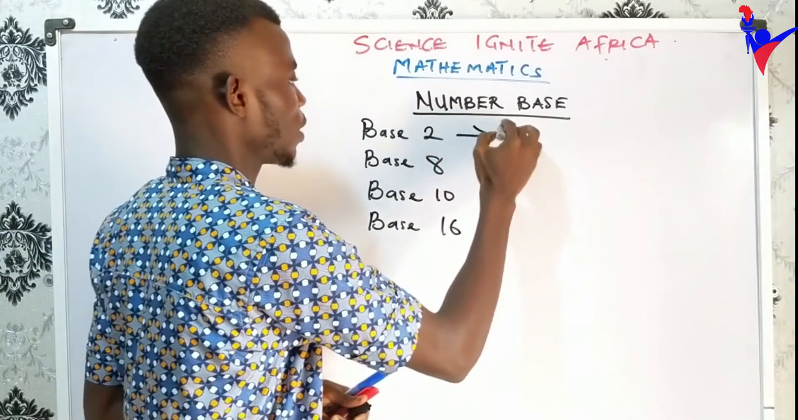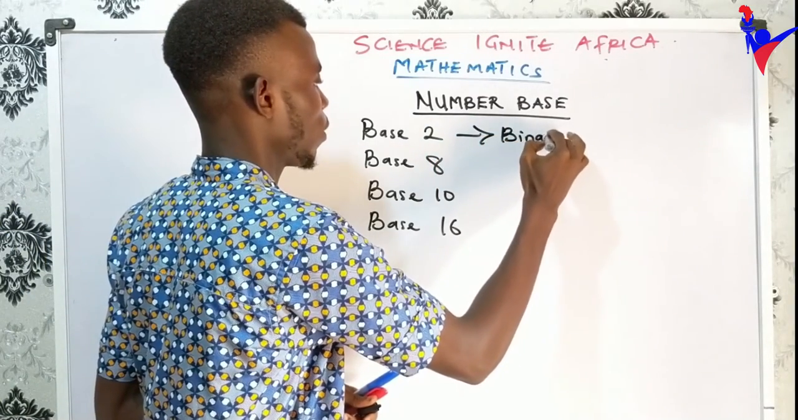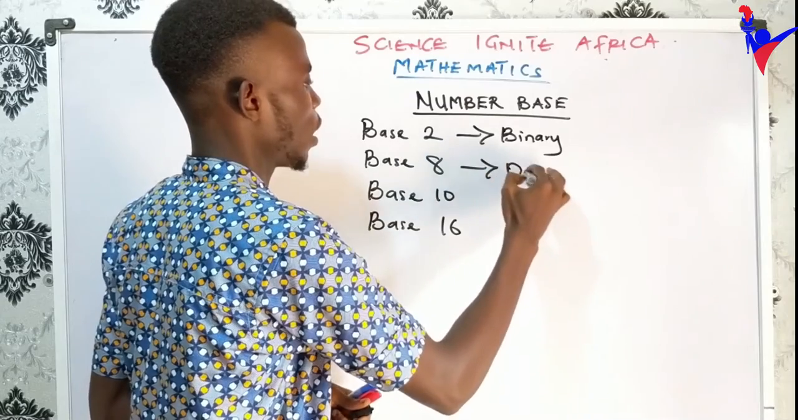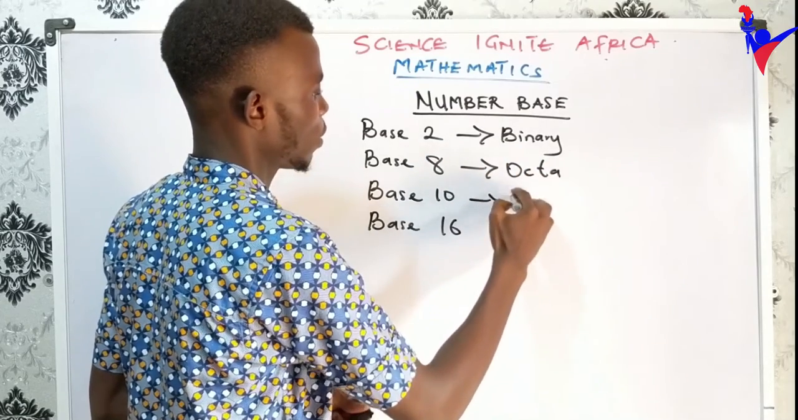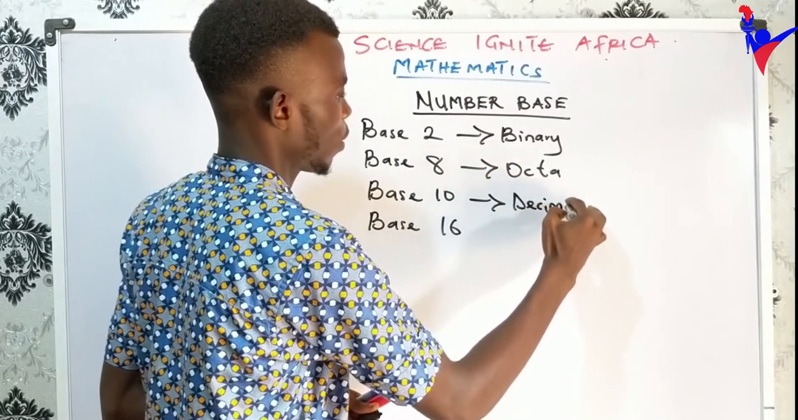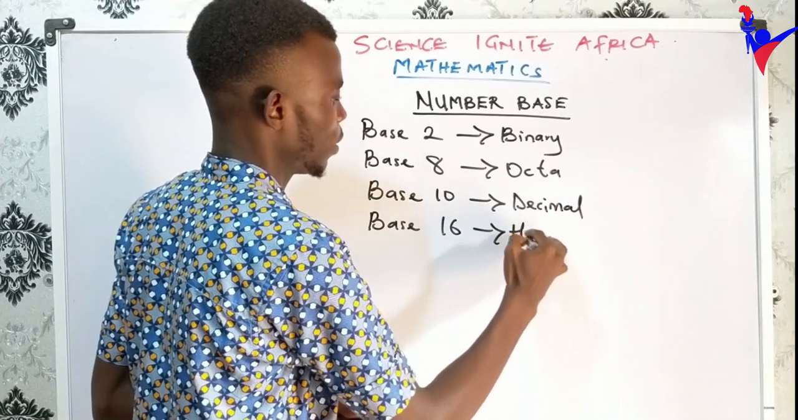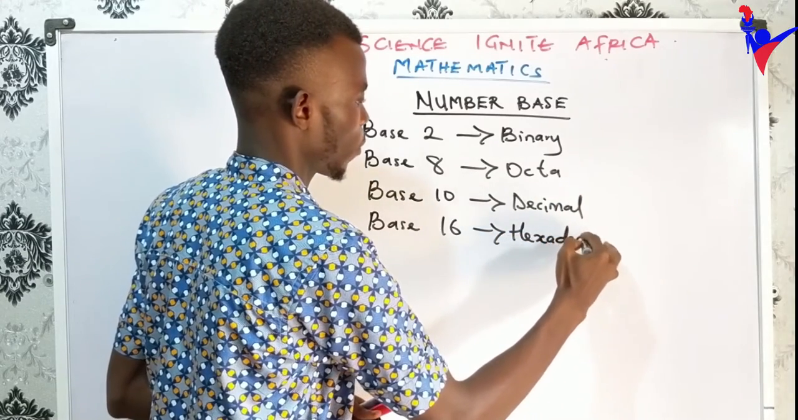The base 2 is known as the binary. Base 8 is known as the octal. Base 10 is decimal, and base 16 is hexadecimal.